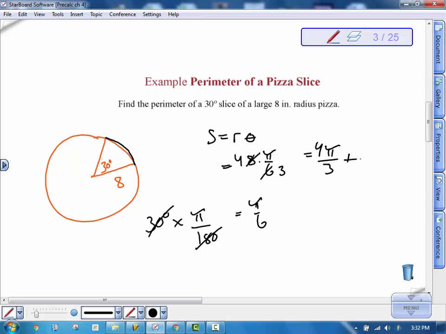Now we need to add to that though, because that's just this length, 4 pi over 3. We need to make sure we add 8 and 8 to get the whole perimeter of that slice of pizza. That's the exact form, and obviously you can do that as a decimal as well. But we'll do problems similar to that in the homework.